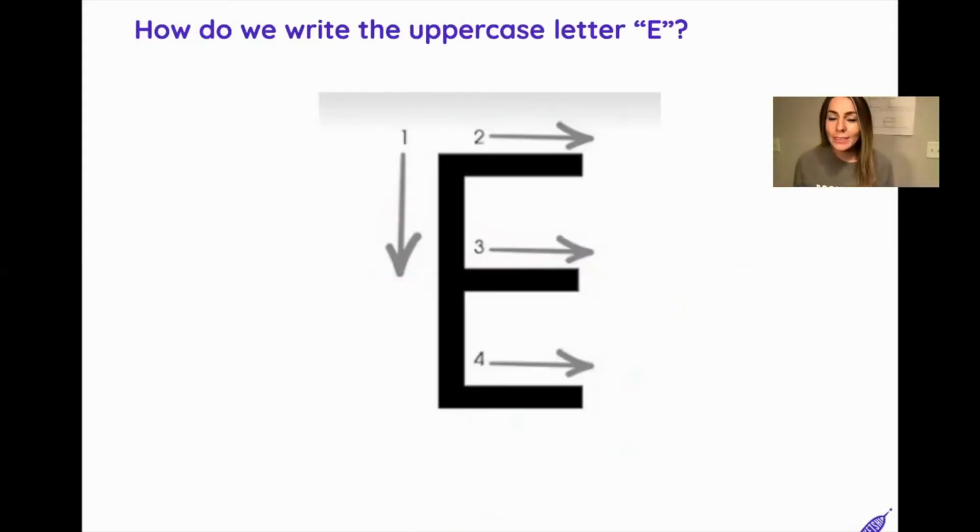How do we write the uppercase E? When you write the uppercase E, you're going to start at the top, bring it down to the bottom, then lift your pencil up. Then you're going to go a line across the top, a line across the middle, and a line across the bottom. Can you do that with me? Take out your magic fingers and you're going to follow along with me. And we're going to draw it in the air.